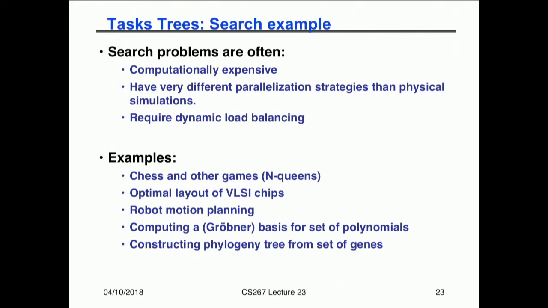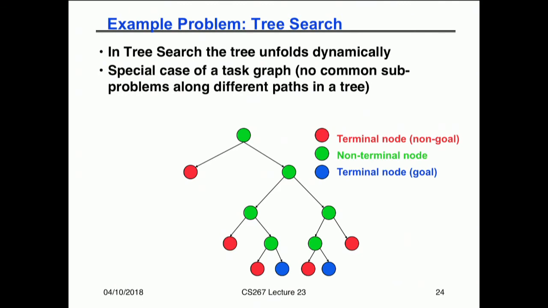Some of these are very computationally expensive, and the parallelization looks quite different than it does in most physical simulations, where the name of the game is usually to divide up the domain into pieces and run each one of those pieces on a given processor, or at least on a given node. And these are going to require some kind of dynamic load balancing to make any reasonable progress.